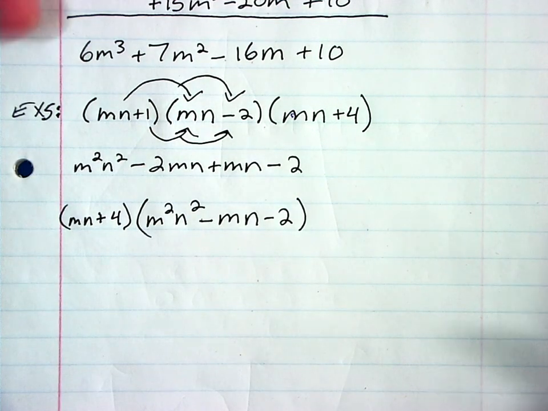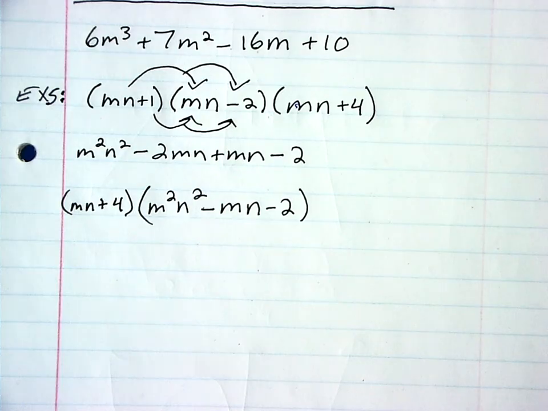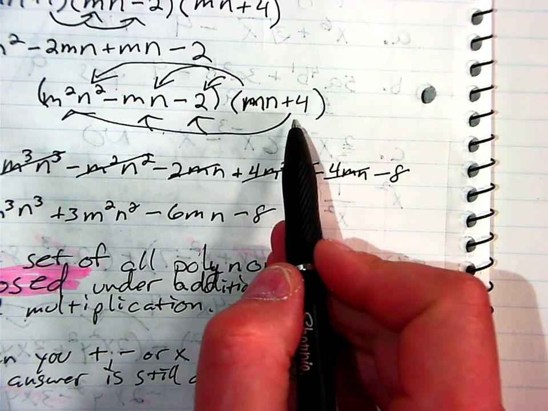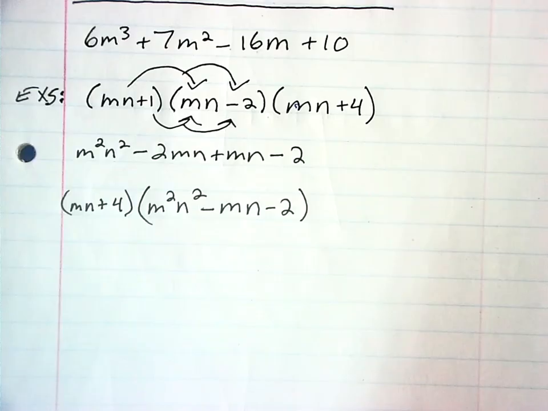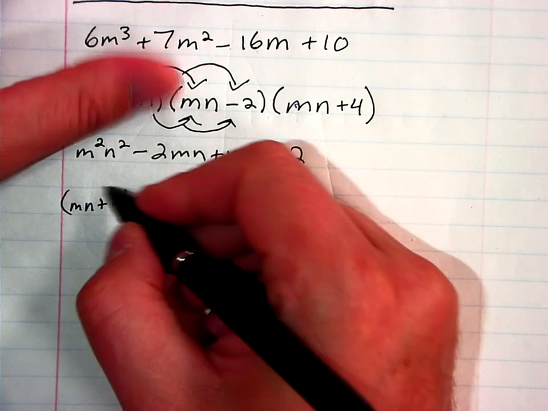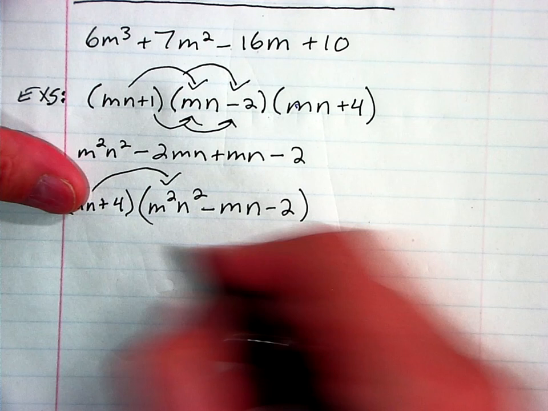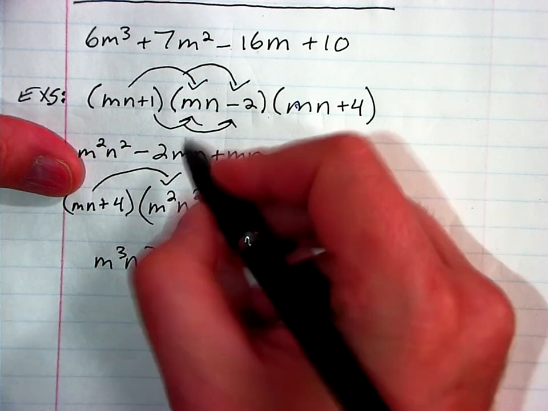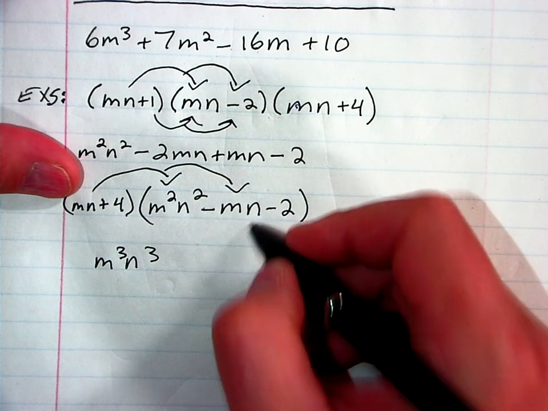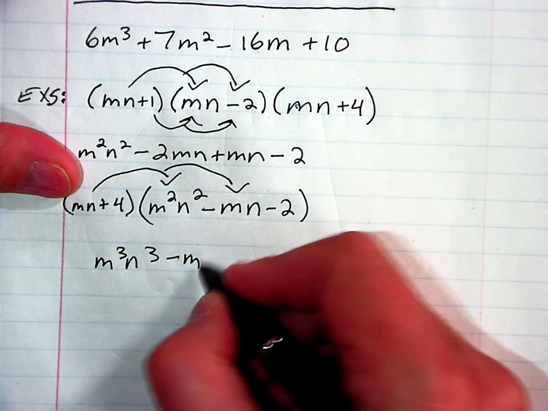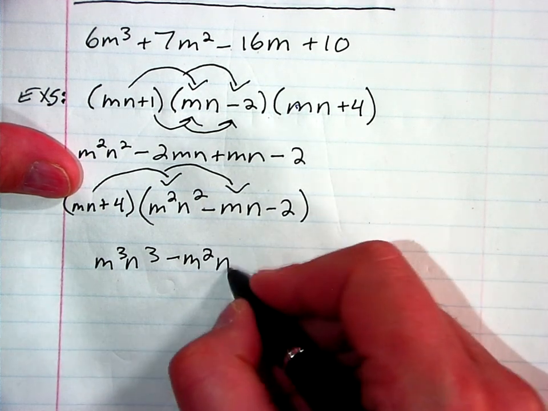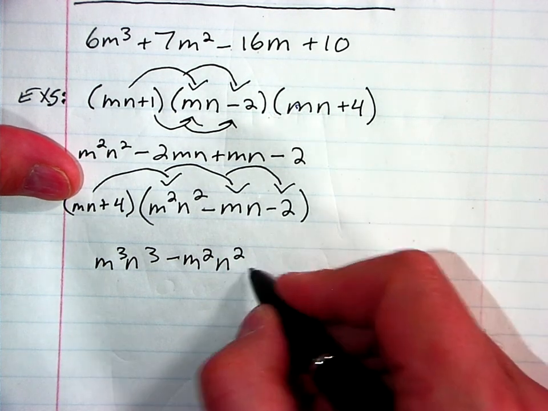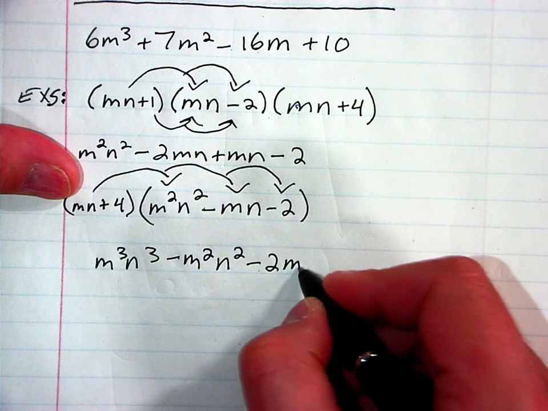That's fine if you do it in the back. If you look on my example last period, they want to put it in back, so I did. So it's fine if it's in back. So now we're just going to do mn times m squared n squared, which is going to be m cubed n cubed. mn times negative mn is negative m squared n squared. mn times negative 2 is negative 2mn.